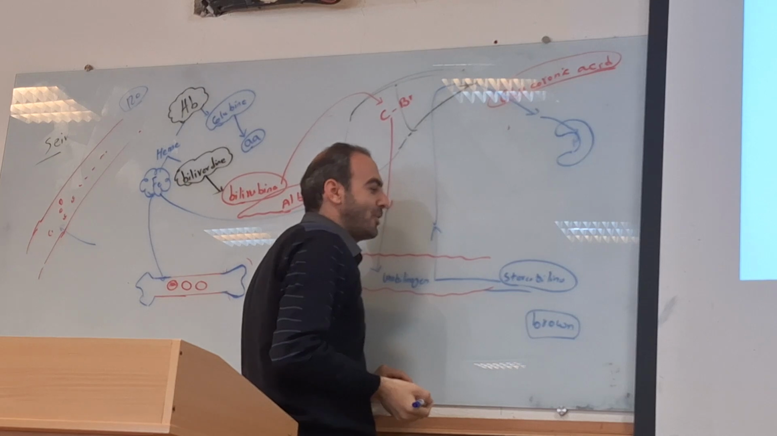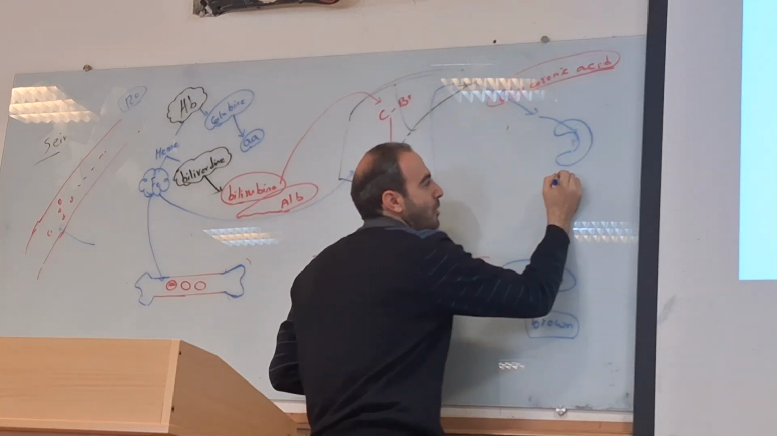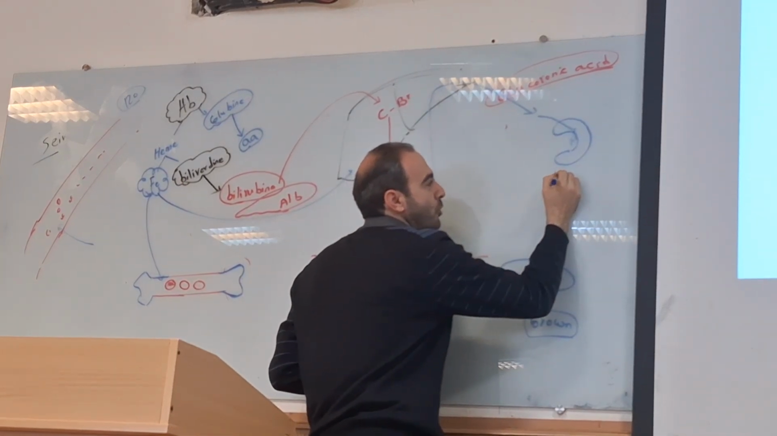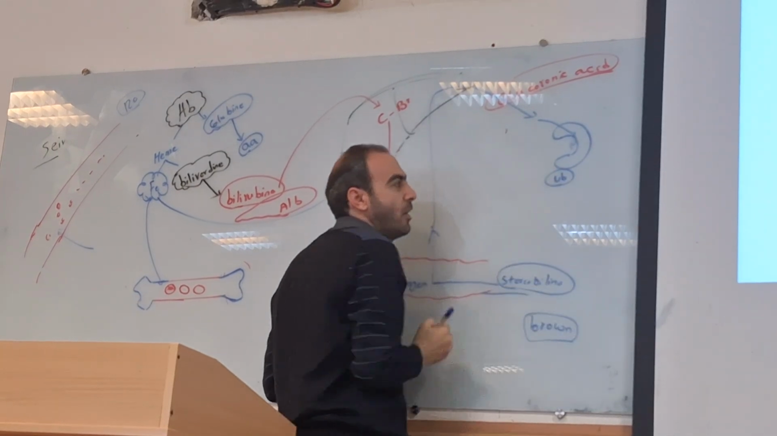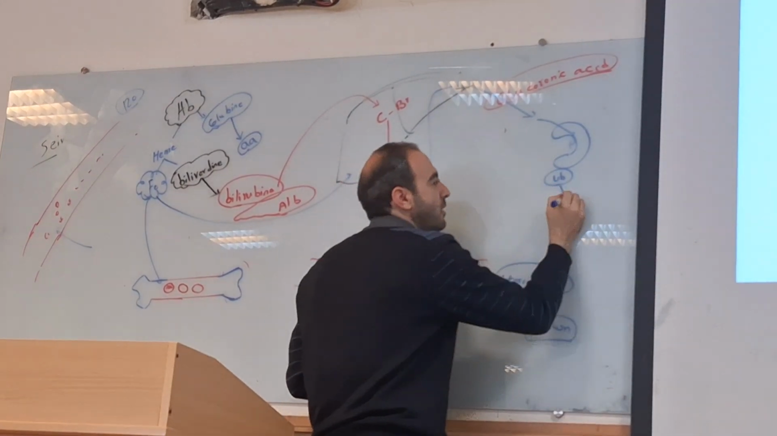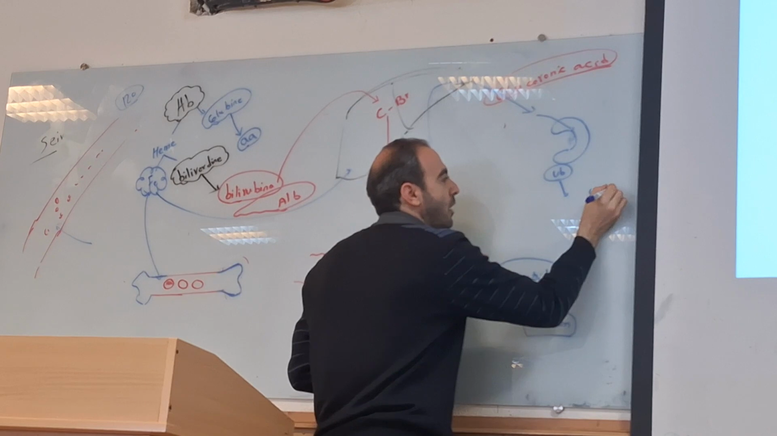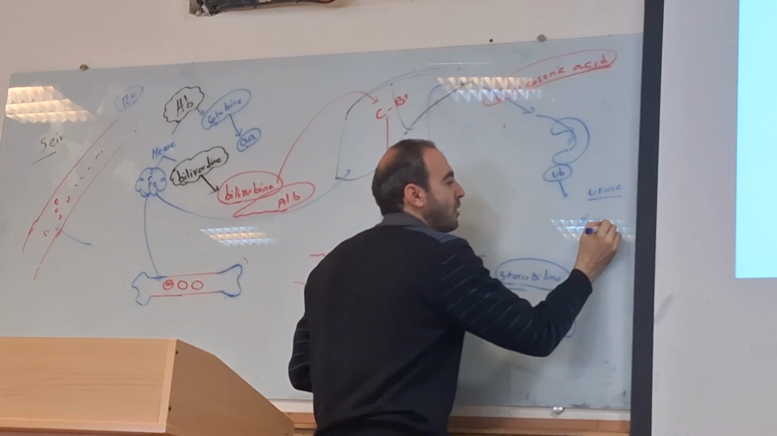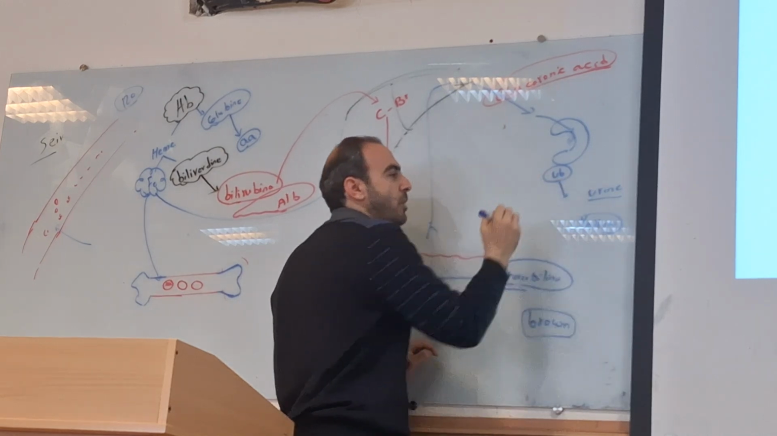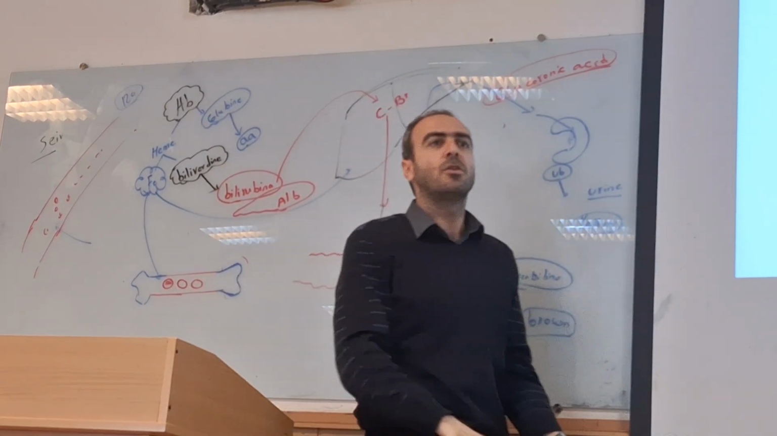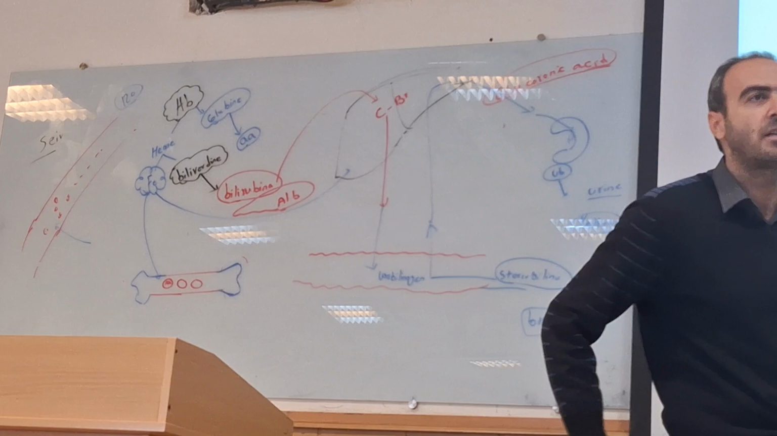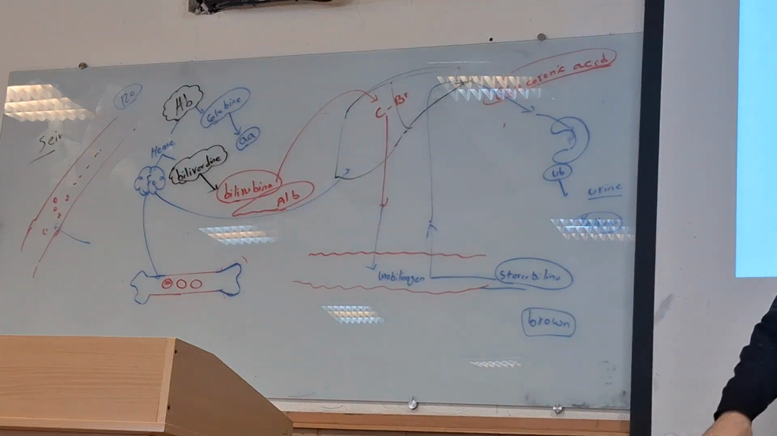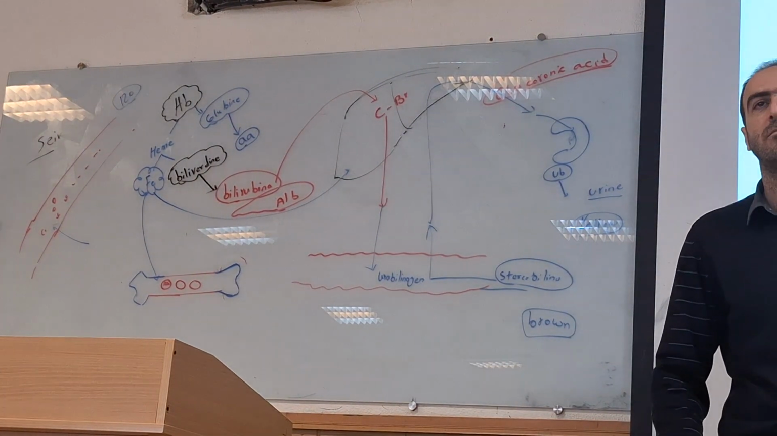In the kidney, urobilinogen converts to urobilin. And urobilin is excreted in the urine. And urine color is yellow. Why is it yellow? So both the color of feces and urine are because of the product of heme.